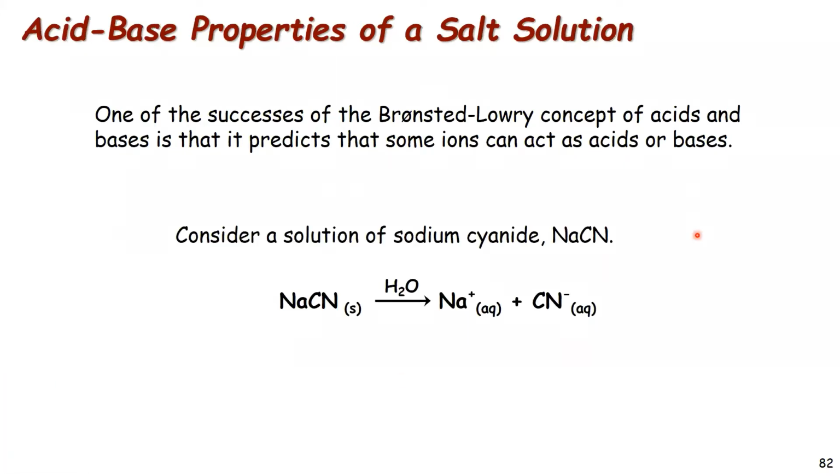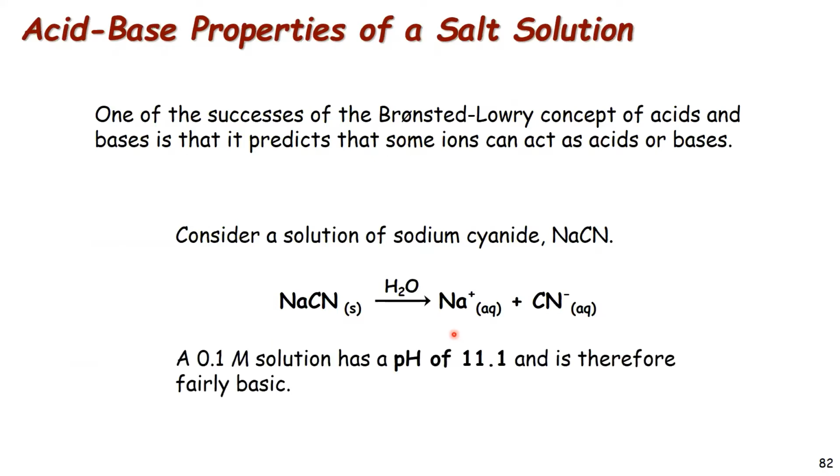So for example, when we throw a solution of sodium cyanide into water, we know that the sodium cyanide is a strong electrolyte because rule number 1 says that any salt that contains the group 1A metal, such as sodium, or the ammonium ion, NH4+, is a strong electrolyte. It's a soluble salt and completely dissociates into its individual ions.